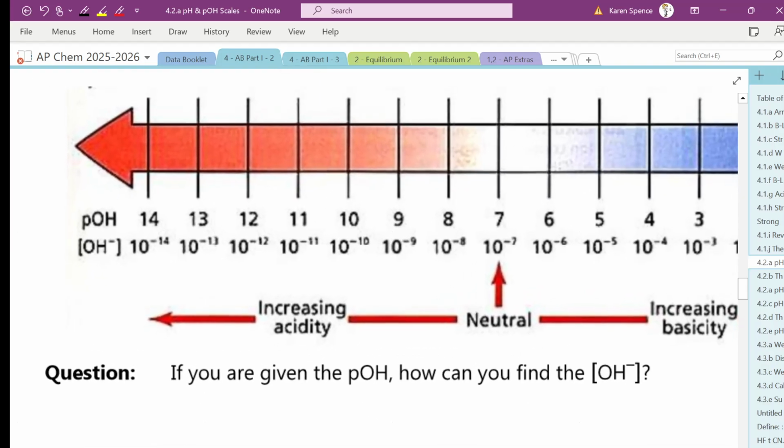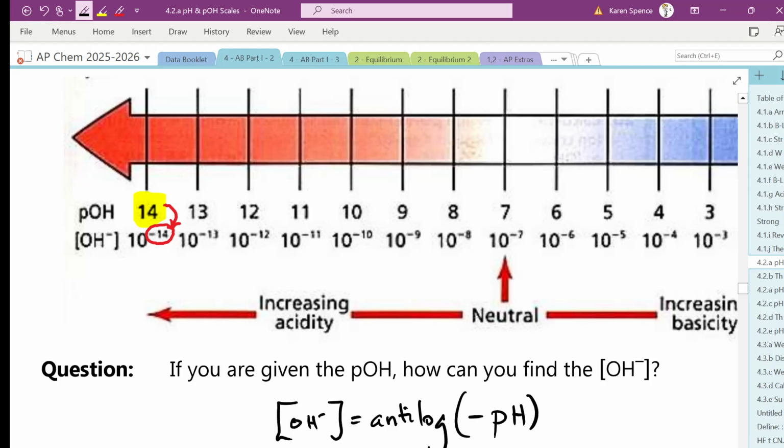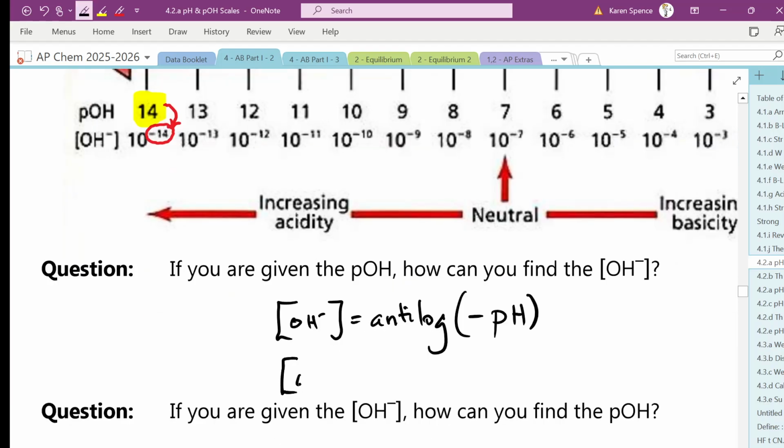If you are given the pOH, now here's all our pOHs, how do you find the concentration of OH? How do we go from there to there? Yes, the concentration of OH minus is the antilog of negative pOH. How else could we write that? The concentration of OH is 10 to the power of negative pOH.